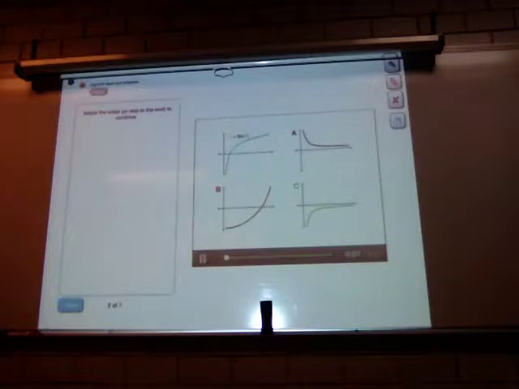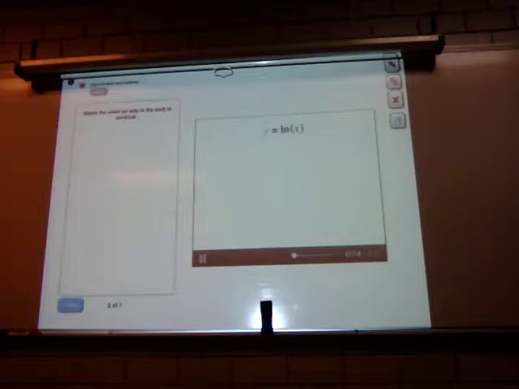Right. A is the derivative. If you look at the graph of the natural log, the instantaneous slope is always positive, but it's decreasing. So this is the graph of the derivative. Now let's figure out exactly what the derivative of the natural log is. First off, what's an equivalent way to write this statement, that y equals the natural log of x?